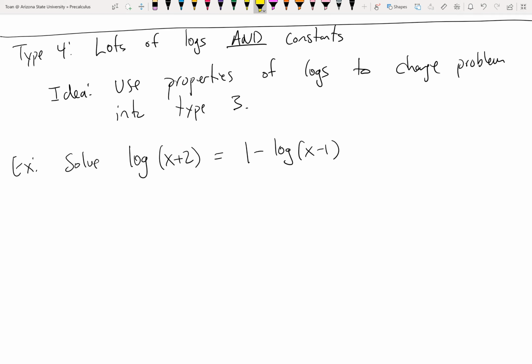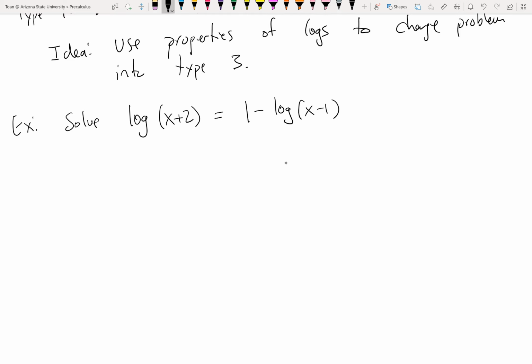Hopefully we can see, oh, I got logs here, and I have regular numbers. So this is a bad thing. That's sort of like a monkey wrench. So the idea is, okay, I'm going to gather all the logs together. So the first thing I'm going to do is I'm going to move this guy to the left. I'm going to add log of x minus 1. So by doing that, I get log of x plus 2 plus log of x minus 1 equals 1.